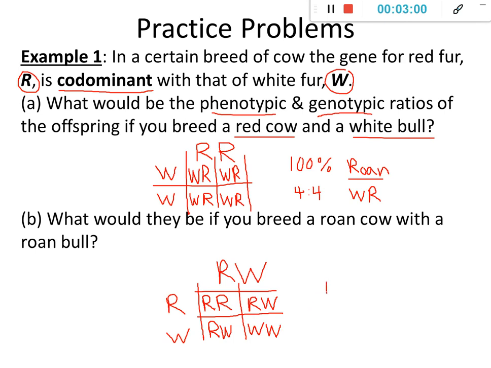So we have 1 red, 2 roan, this one and that one, and 1 white. That is a 1 to 2 to 1 ratio of red offspring to roan offspring, which is a codominant trait, so it expresses both at the same time, to white offspring.